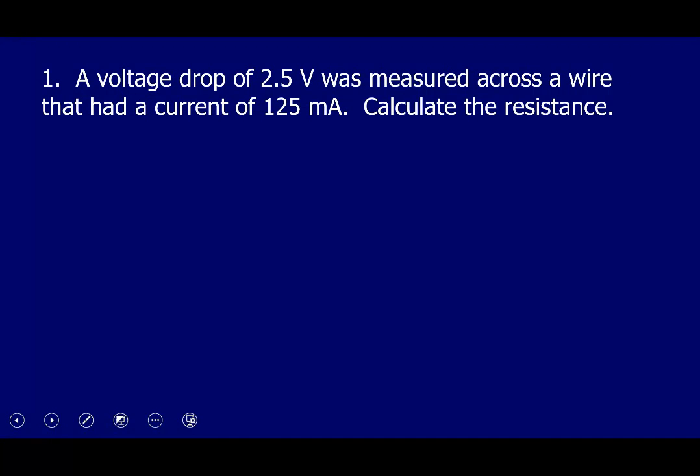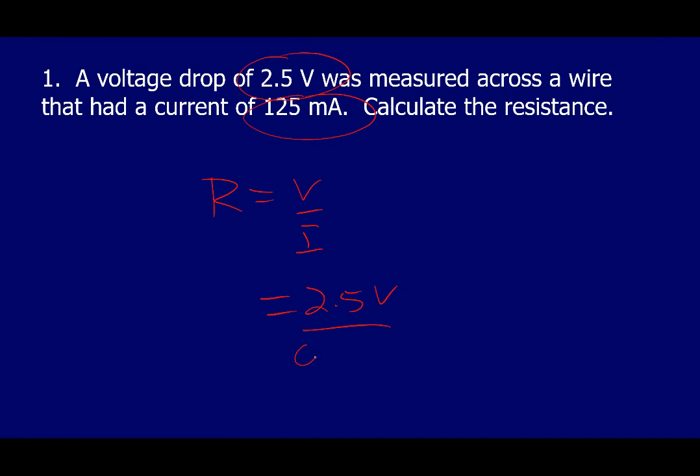So example number one. Again, pause this video if you need to write things down, speed it up, slow it down, do whatever you've got to do to get through this. A voltage drop of 2.5 volts was measured across a wire that had a current of 125 milliamps through it. Calculate the resistance. Piece of cake: V divided by I, which is 2.5 volts divided by 0.125 amps. Make a mental note of the conversion I made there from milliamps to amps.